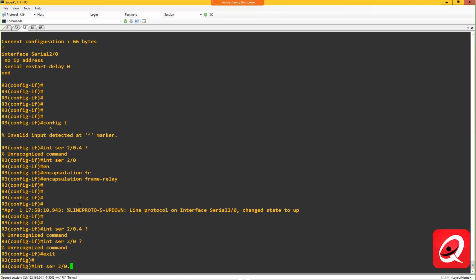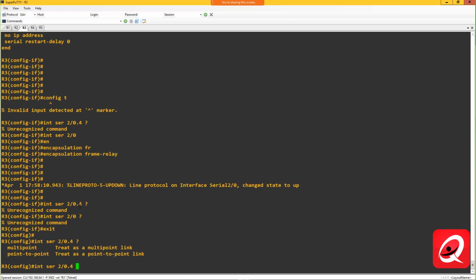Interface serial 2/0.4, there we go. I guess I had to go back one step. So you notice here I have an option of establishing this sub-interface as a multipoint sub-interface or as a point-to-point sub-interface. OSPF is going to recognize this.